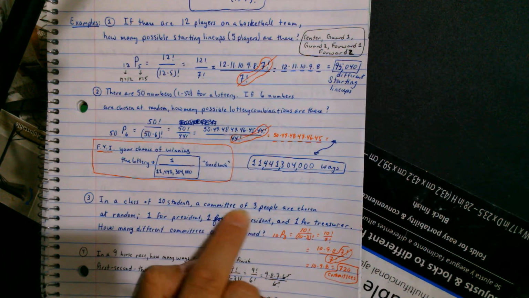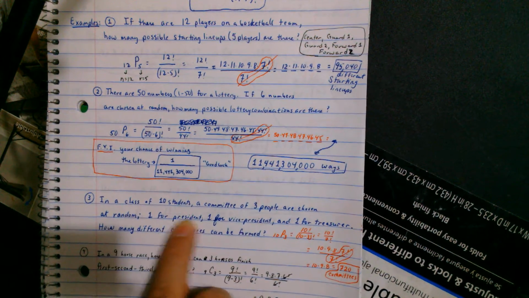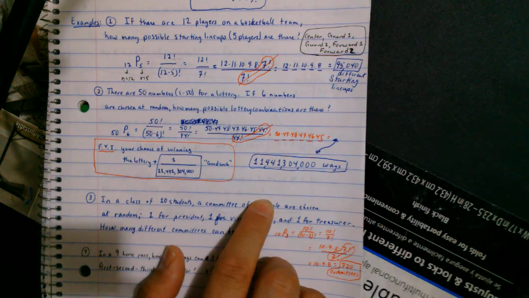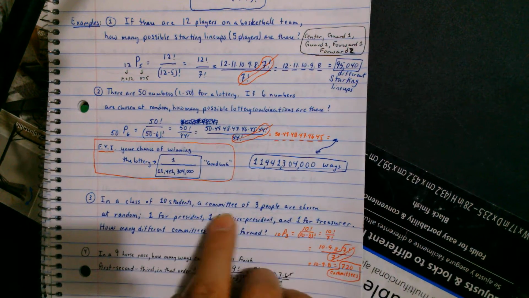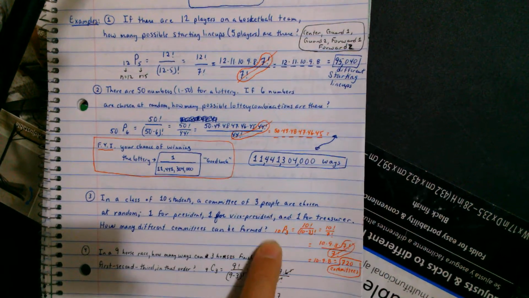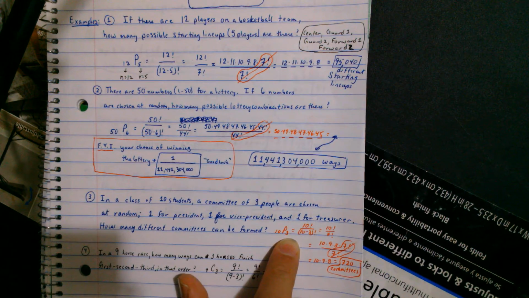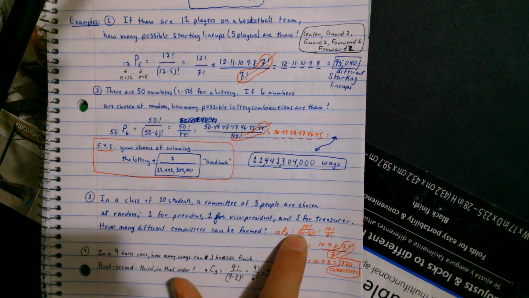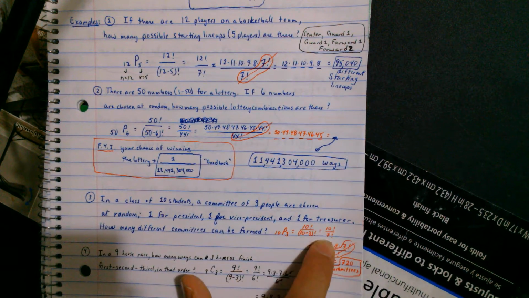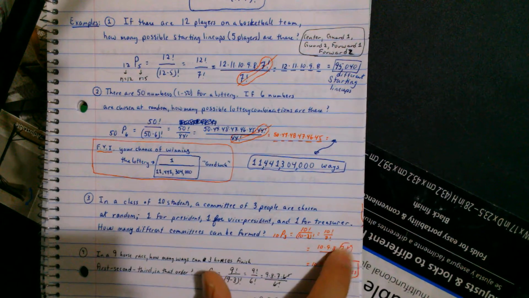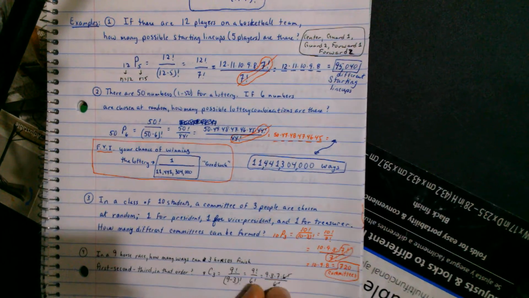So in a class of 10 students, a committee of 3 people are chosen at random. 1 for president, 1 for vice president, 1 for treasurer. So out of 10, you're going to choose 3 to fill this committee as a president, vice president, and treasurer. So the order matters the way you choose them. So 10 permutations of 3 people. In other words, 10 permutations taken 3 at a time. So 10 factorial over 10 minus 3 factorial. 10 minus 3 is 7. So 10 times 9 times 8 times 7 divided by 7 factorial on the bottom. So 10 times 9 times 8 is 720.